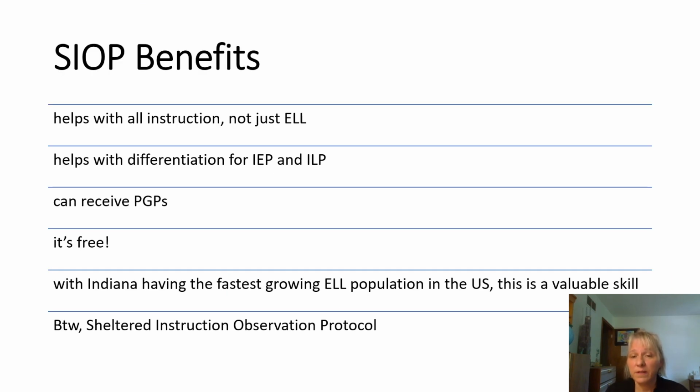SIOP, although it is made for English language learners, has a lot of benefits because it's good outside of ELLs. It helps with all instruction. It's really a way to differentiate. Also, if you do the SIOP training, you can receive professional growth points. It's free. With Indiana having the fastest growing ELL population in the US right now, I think we are up 58% over the last 3 years, this is a valuable skill because if you don't have an English language learner in your class now, odds are you're going to get one over the next couple of years. And by the way, SIOP stood for Sheltered Instruction Observation Protocol.